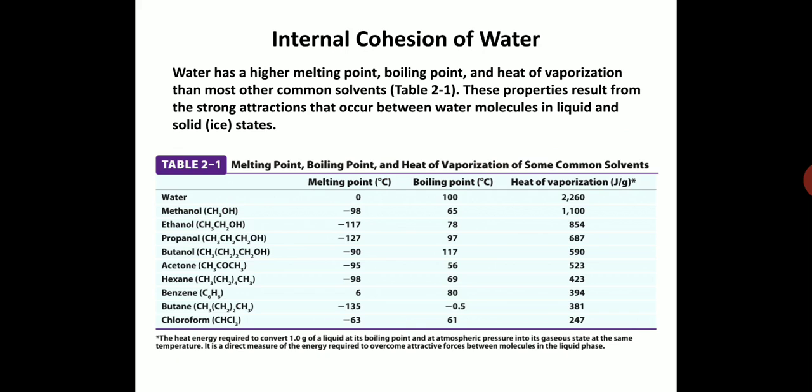Internal cohesion of water. What is internal cohesion of water? Water has a higher melting point, boiling point, and heat of vaporization than most other common solvents, as we can see in this table. These properties result from the strong attractions that occur between water molecules in liquid and solid, that is ice states. Here in this table I have shown melting point, boiling point, and heat of vaporization of some common solvents.